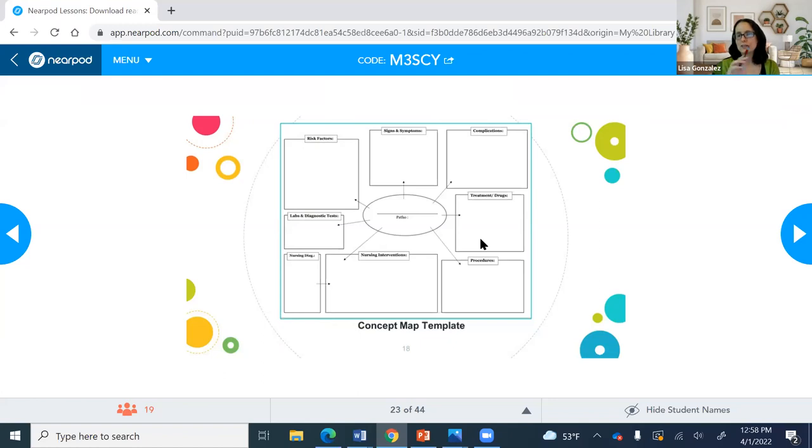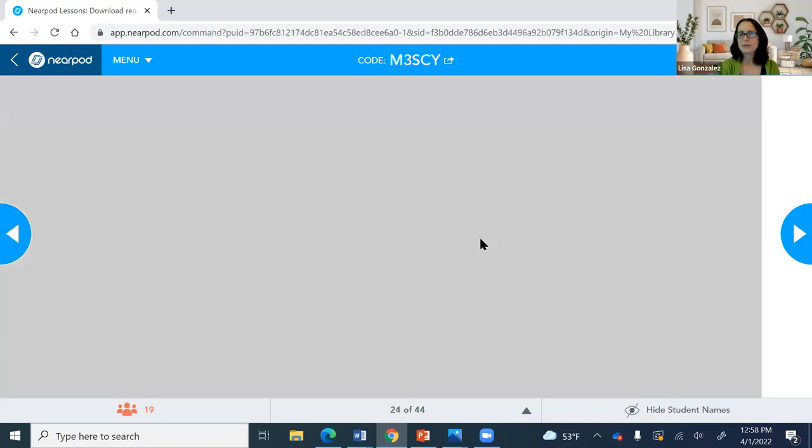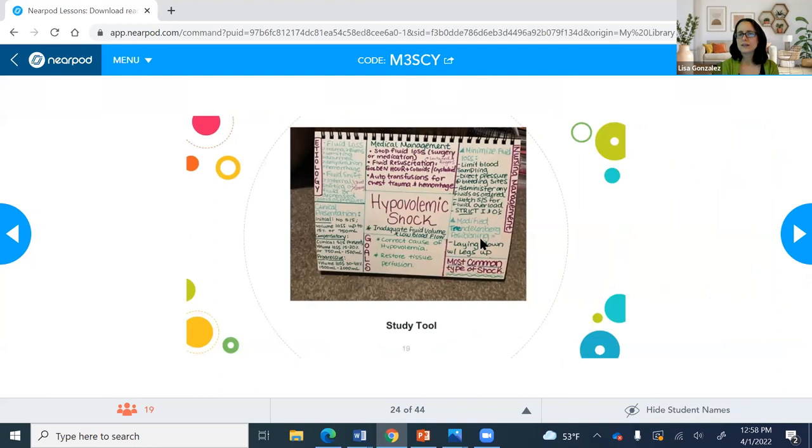A lot of the students will use this type of format to break down different disease processes that we cover in class. Sometimes it just helps them to have a set format, because then they always know where to find their symptoms versus their interventions. So this is a template that they gave me, but here are some examples of completed concept maps. This one in the middle is hypovolemic shock, but this student in particular likes to use different colors to help them differentiate between symptoms versus interventions, for example.